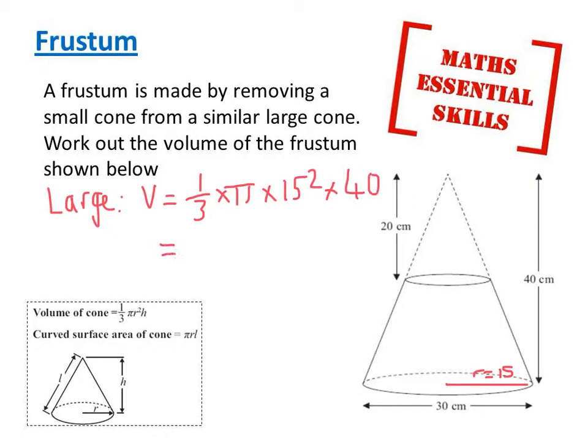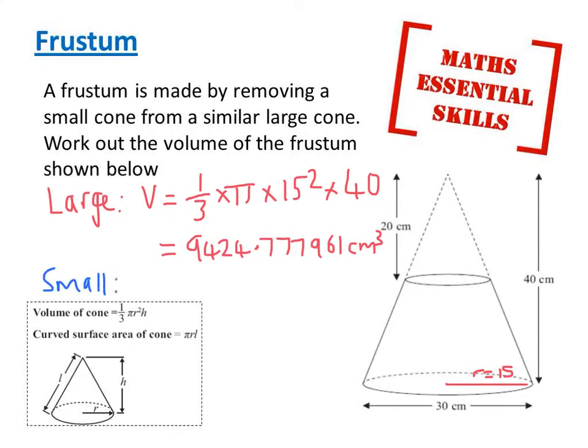I can do this on my calculator to give me an answer of 9424.777961 centimeters cubed. Notice how I have not rounded or done any estimations there. It is an exact number because my answer needs to be exact at this point. It's only part of my calculation. Now I need to work out the small cone.